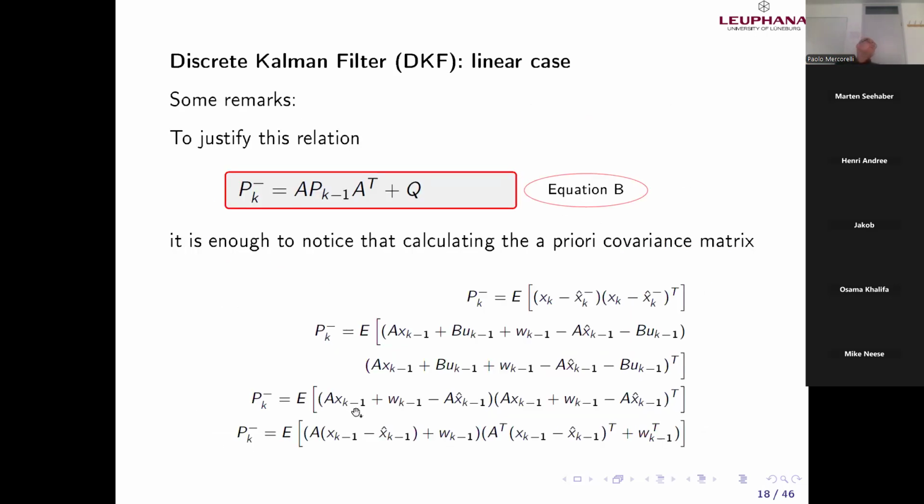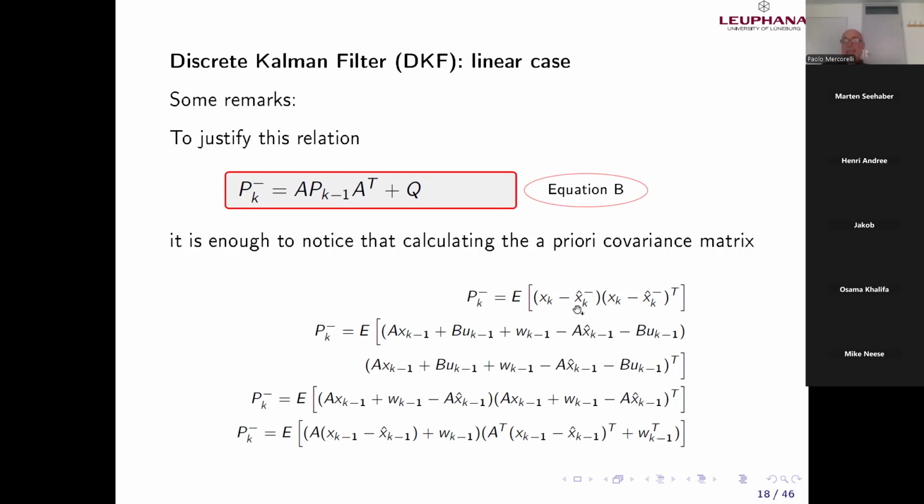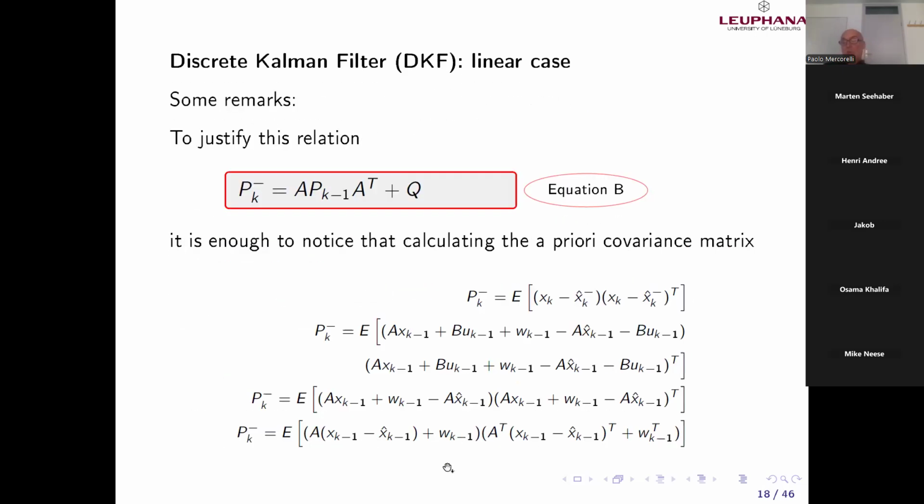Now, the calculation I would like to skip, but I will sketch the meaning of how I can demonstrate this. It's easy. It's boring, but it's easy. I calculate the expected value of this product, in which I plug in x_k, which I know, because it's this one, x hat k minus, I know, because it's this one. Believe me, all these calculations are extremely boring.